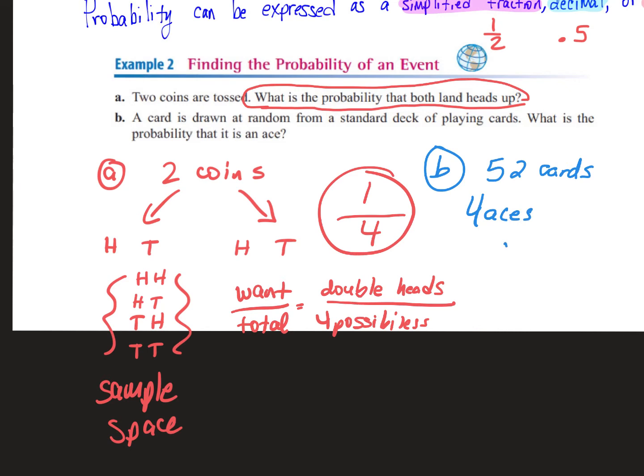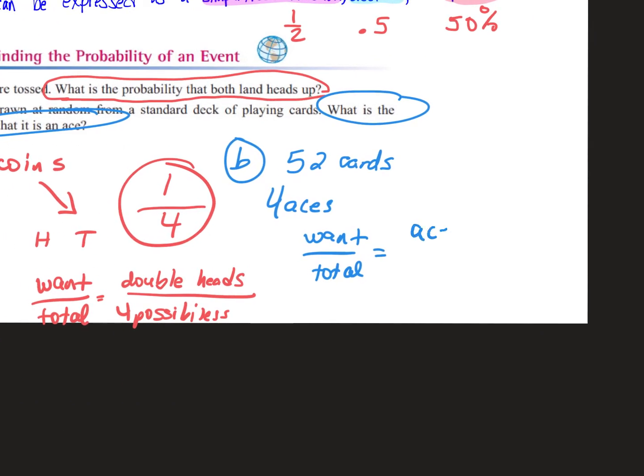So remember what probability is. It's want over total, right? Well, what do I want to happen? What's the probability that it's an ace? So what do I want? An ace, right? I want an ace out of 52 cards. So 4 out of 52. Do I leave my answer like that? I need a simplified fraction. What does that give me? 1 over 13. Good.